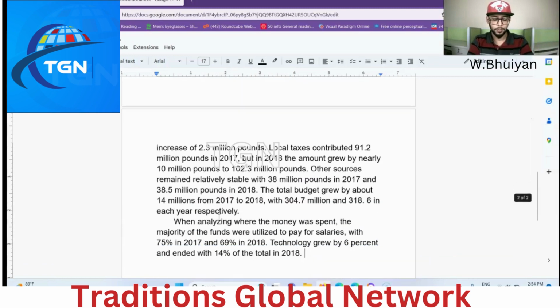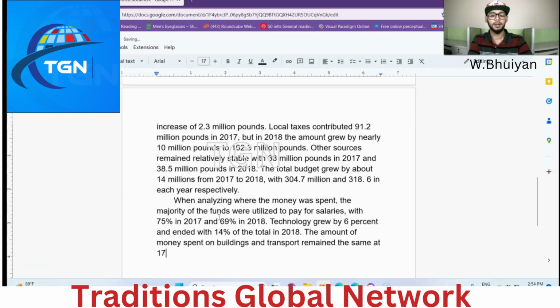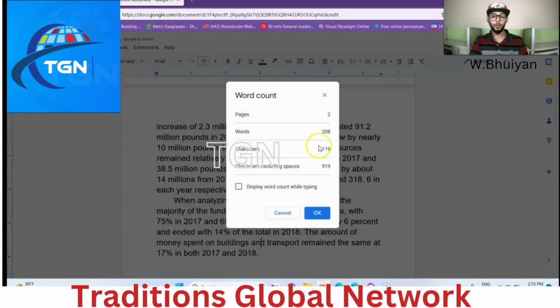The amount of money spent on buildings and transport remained the same at 17% in both 2017 and 2018. And that's it, guys. Let's see how many words we have. 208. Okay, so more than enough for IELTS.